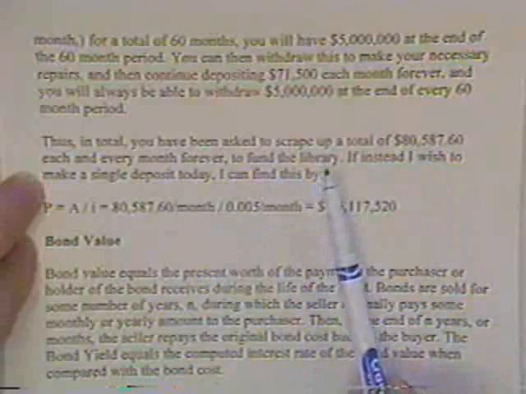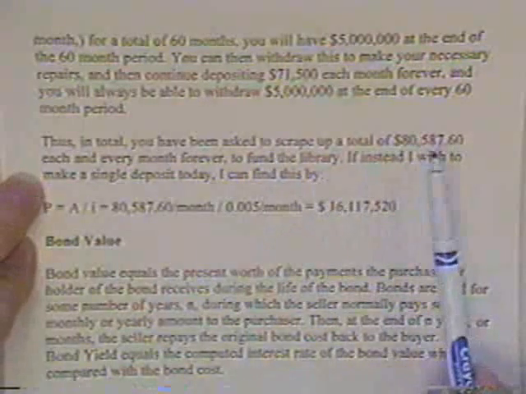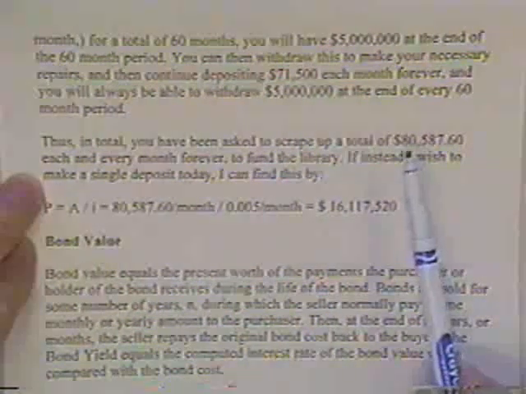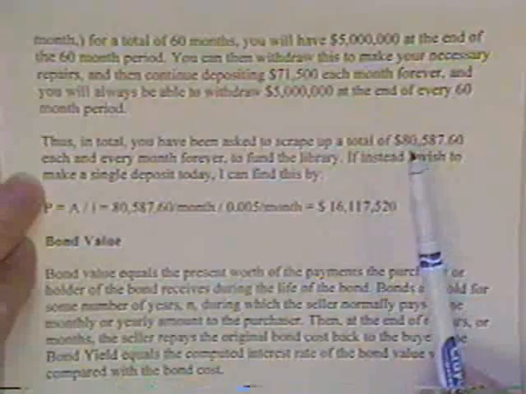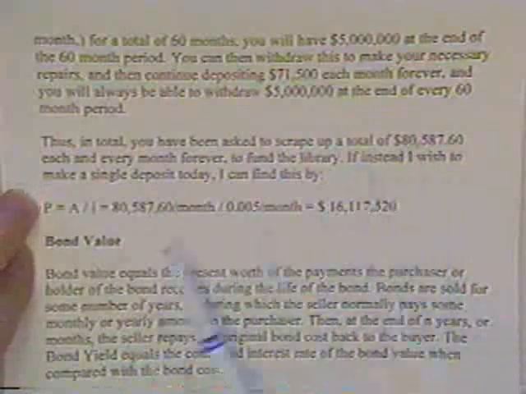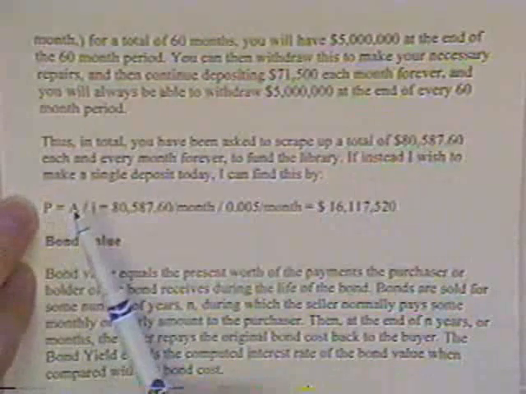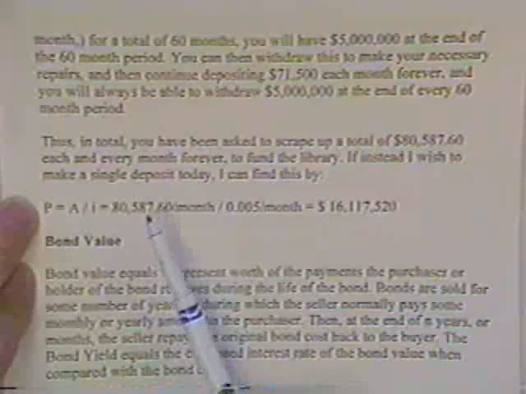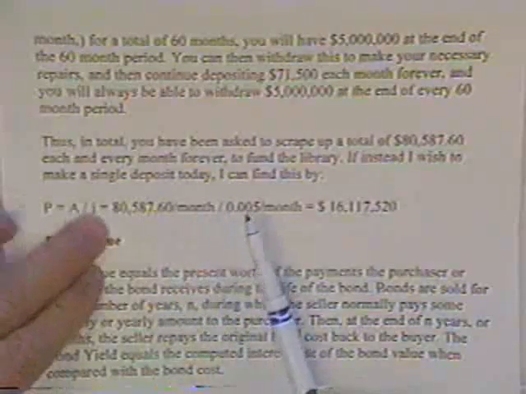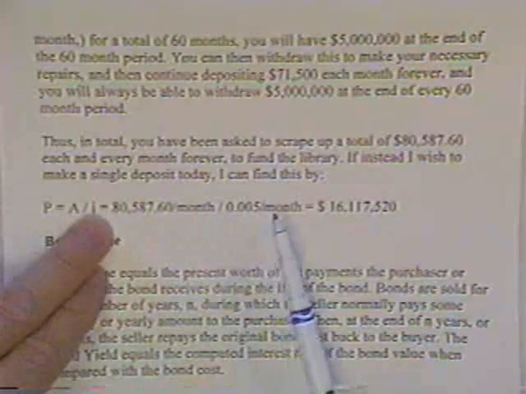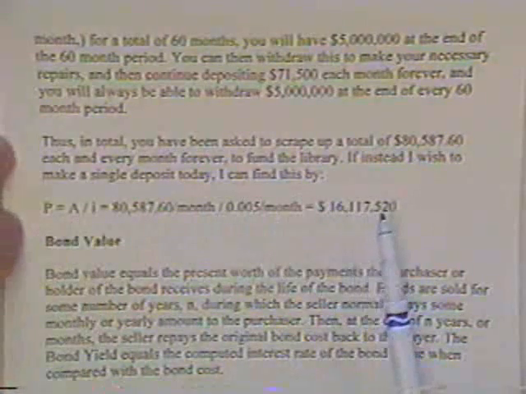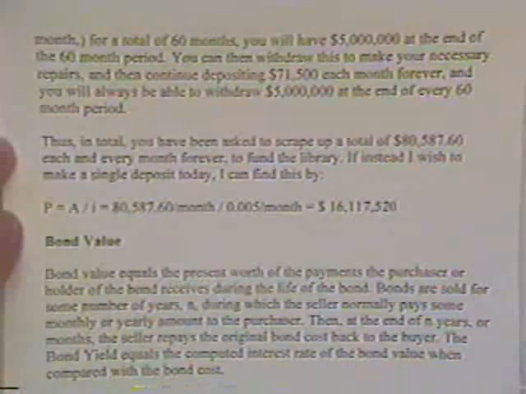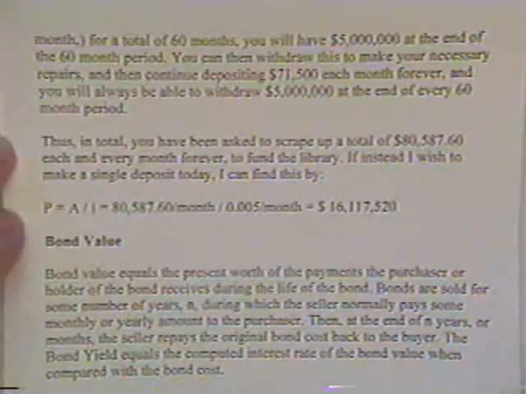Now, you say, the government says I can't go to the taxpayers and just get $80,000 each month from them, because that's not guaranteeing me that they'll always want to fund that building. So you're going to have to go get the money today, very easily. All I've got to do is change my monthly annuity into a present value. The monthly annuity is $80,587 a month, divided by the interest rate that the bank's willing to pay, 0.5% a month. That says stick $16 million in the bank, and you will have enough money there to forever and forever draw interest and make the payments necessary.